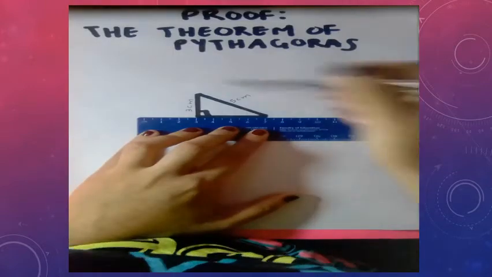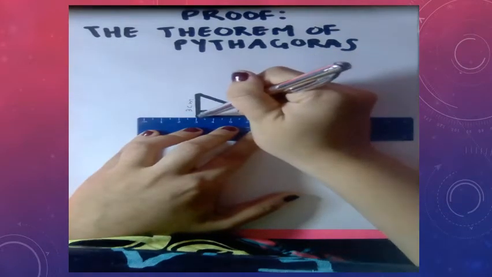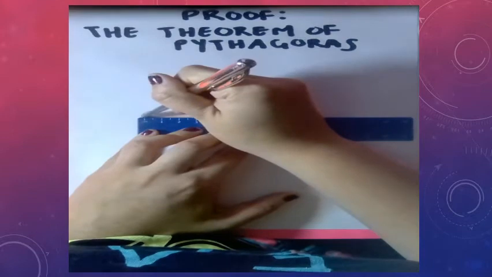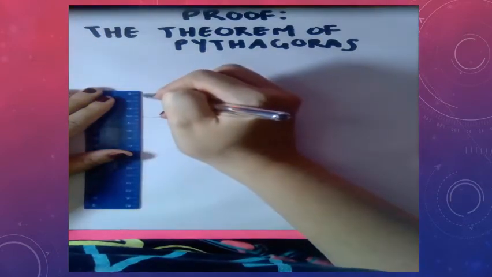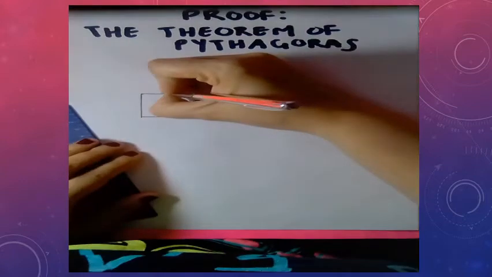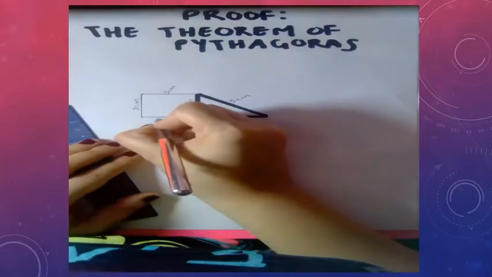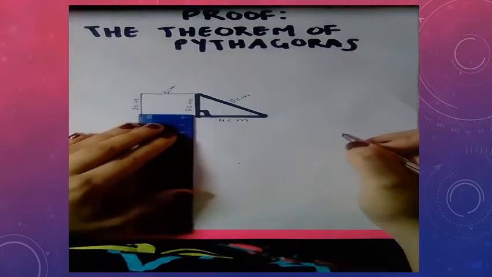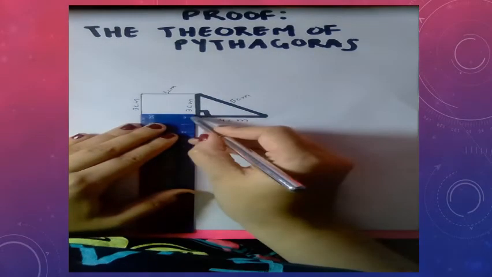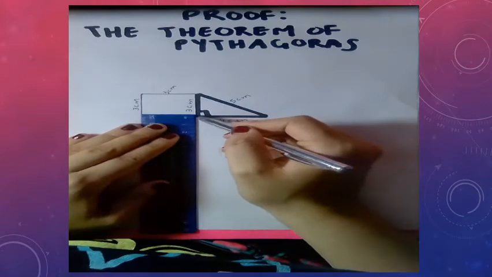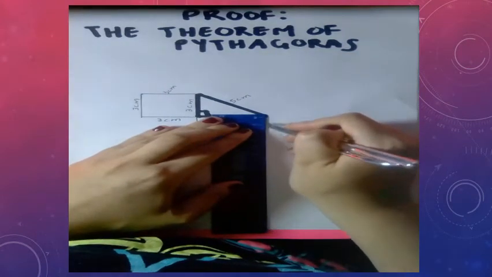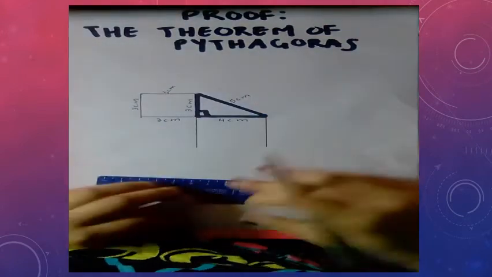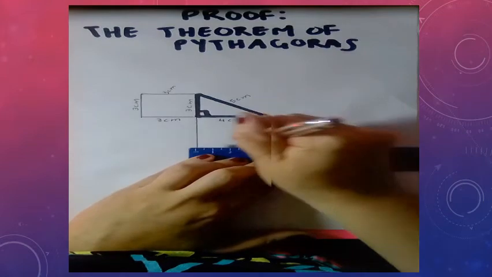Let's attach the squares. So the height is 3 centimeters. So I'm going to draw a line 3 centimeters this way, 3 centimeters there, and when I join them, it is also 3 centimeters. Let's do the same with the base of the triangle. We know that the base is 4 centimeters, so we'll draw a line down 4 centimeters, another line down 4 centimeters, and this line will also be 4 centimeters.